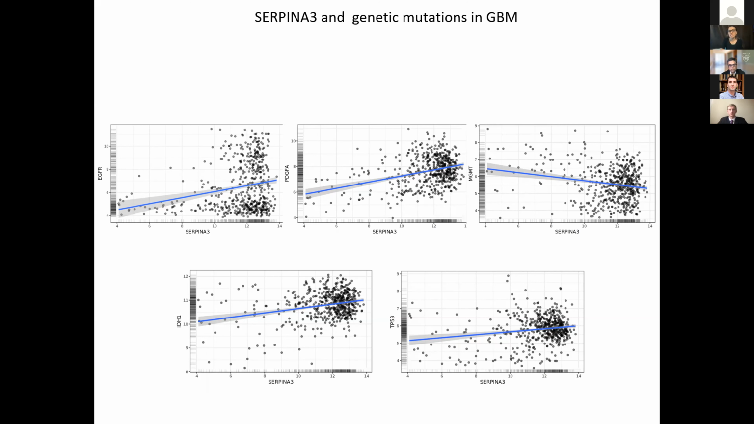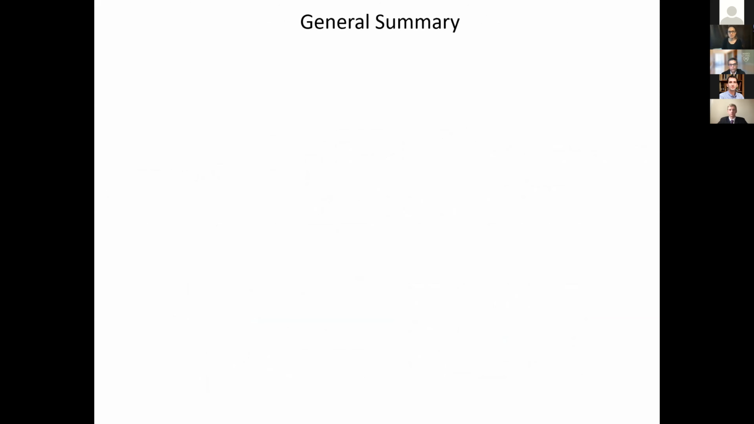Genes such as EGFR, PDGFA, MGMT, IDH1, and TP53 have been really linked with worse survival in GBM patients, and some of these are overexpressed even in glioblastoma patients. So we actually believe that SERPINA3 might have a role in the presence of these genetic mutations in glioblastoma patients. Next slide, please.